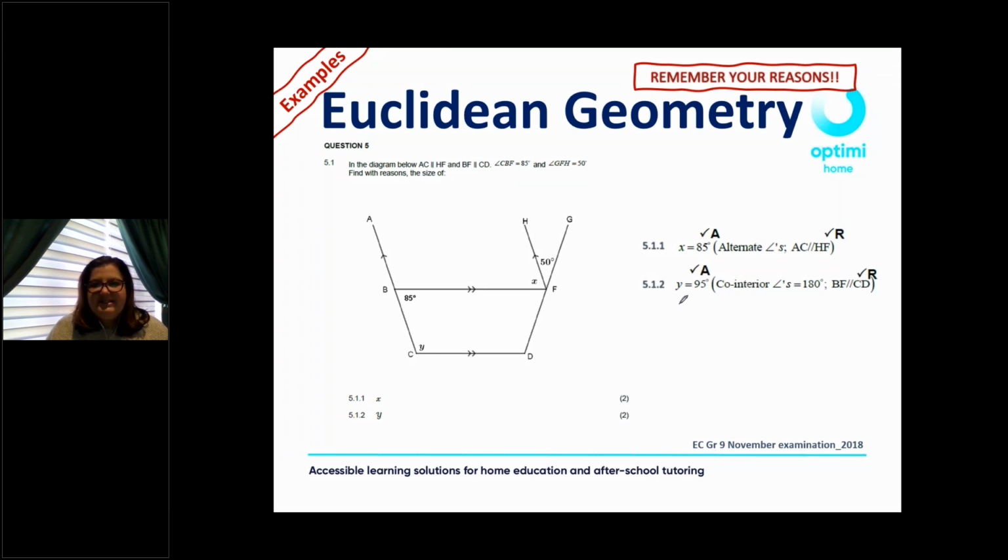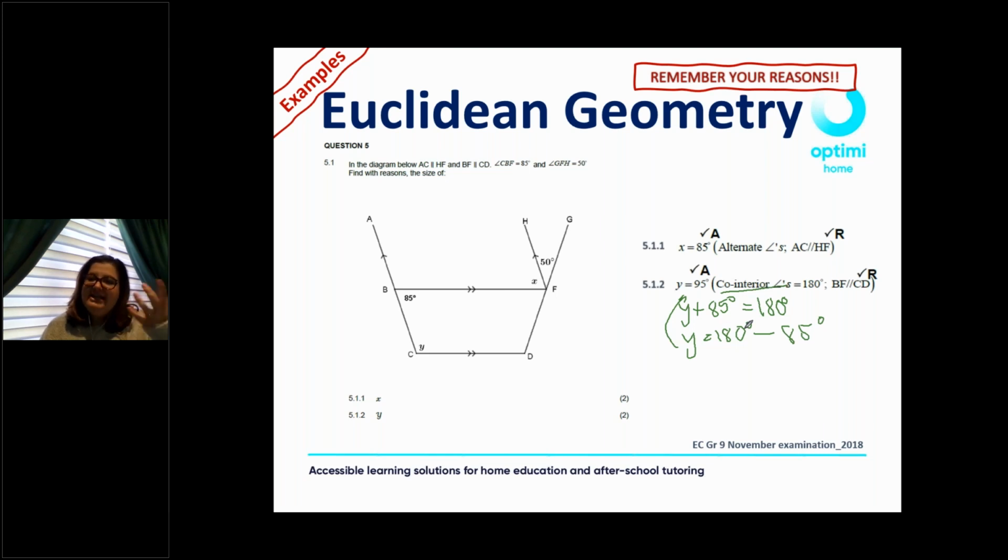So you will start off by saying y plus 85 degrees is equal to 180 degrees. And that is just because of your co-interior angles. So you can start off with this, and then you can take your 85 over to the other side. So y is then 180 degrees minus your 85 degrees, and then you will get to y is equal to 95 degrees.